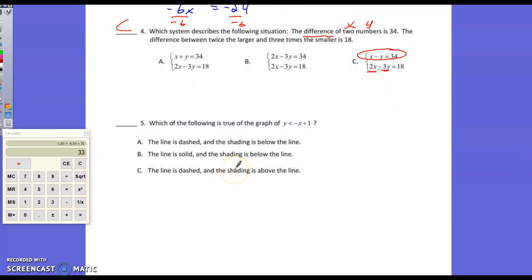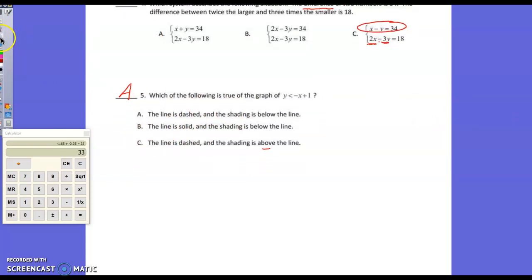Alright, which of the following is true for the graph? You need to know how to graph linear inequalities and what some of the rules are, there in your notes on 7.5. Because there's no "or equal to," that means it's going to be a dotted line. So we know that, and when we read this, it says y is less than, and less than is always shaded below the line. So we're looking for a dashed line that's shaded below. This one says above, so it's going to be A.